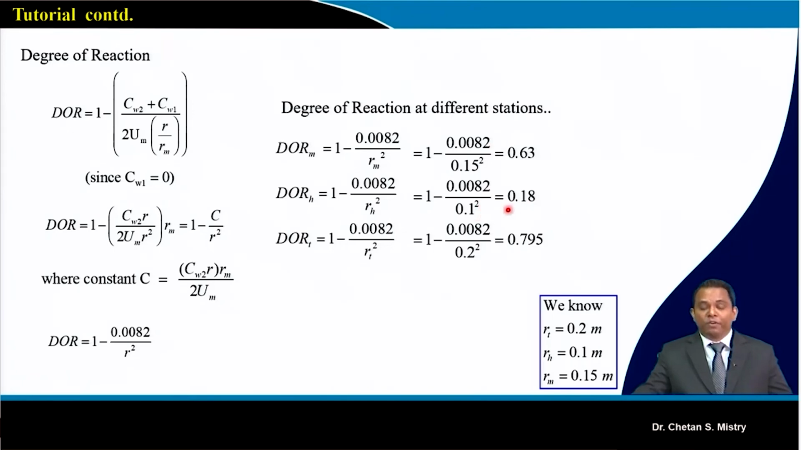That's what is giving me the variation of my degree of reaction. So if you look carefully, it says my degree of reaction at the hub is coming 0.18, at mid station it is coming 0.63, and at tip it is coming around 0.79. So you can say for free vortex design, we will be having the variation of degree of reaction from hub to shroud.